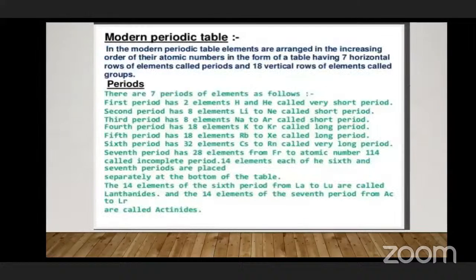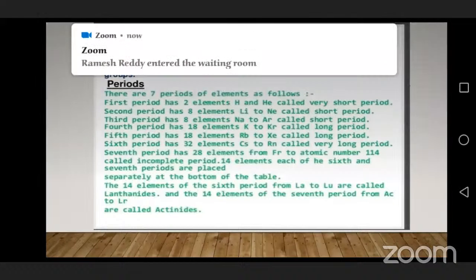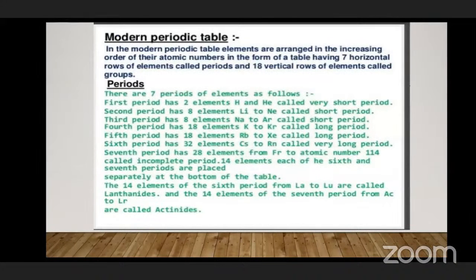Okay, next, the modern periodic table. In the modern periodic table, elements are arranged in increasing order of their atomic numbers, as we have already discussed, in the form of a table having 7 horizontal rows called periods and 18 vertical columns called groups.